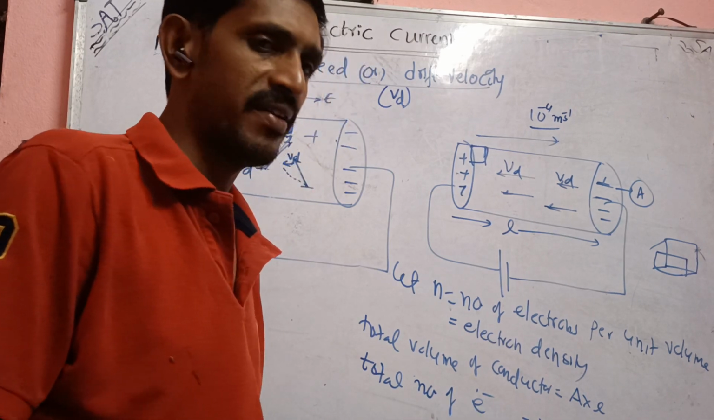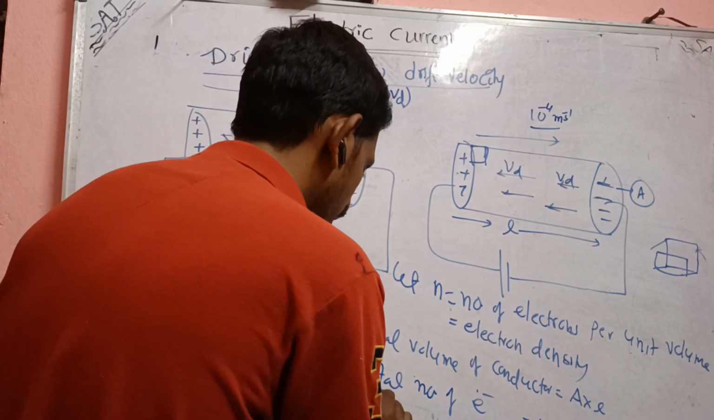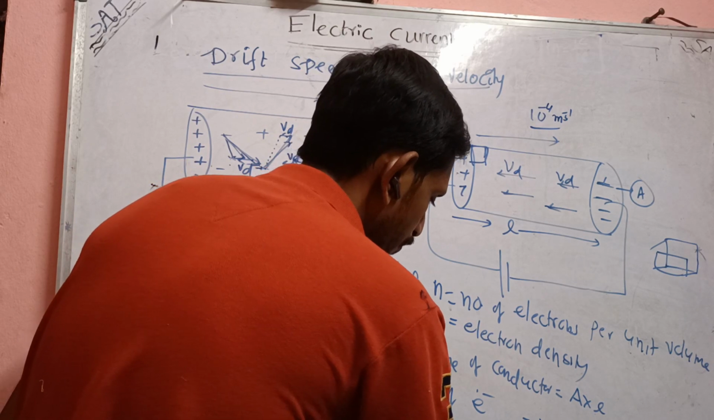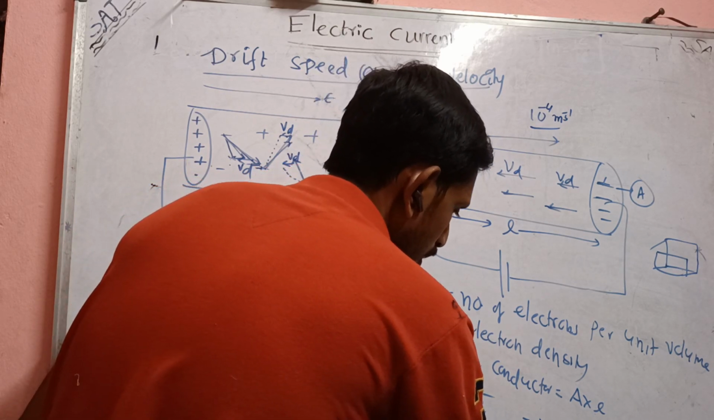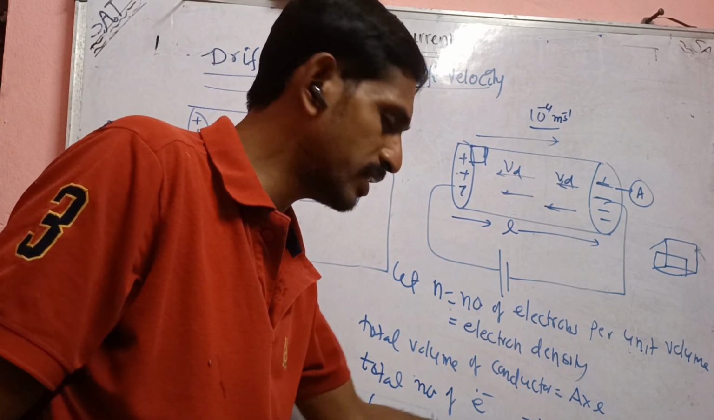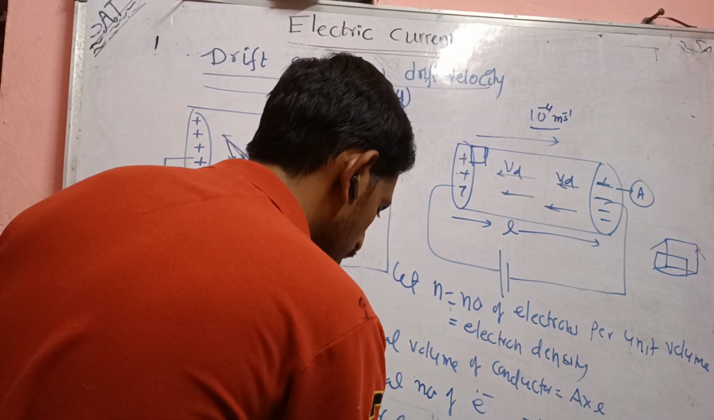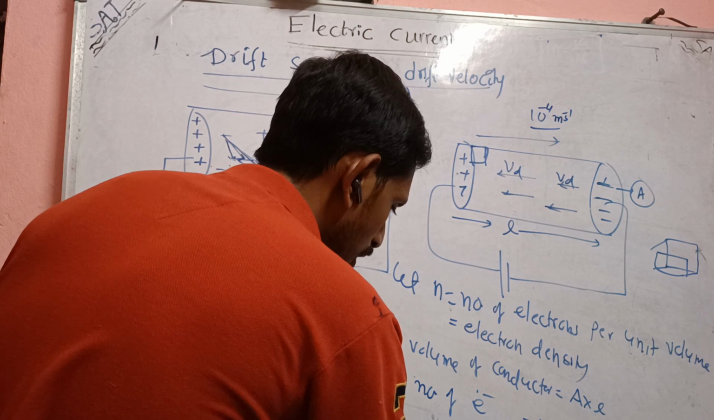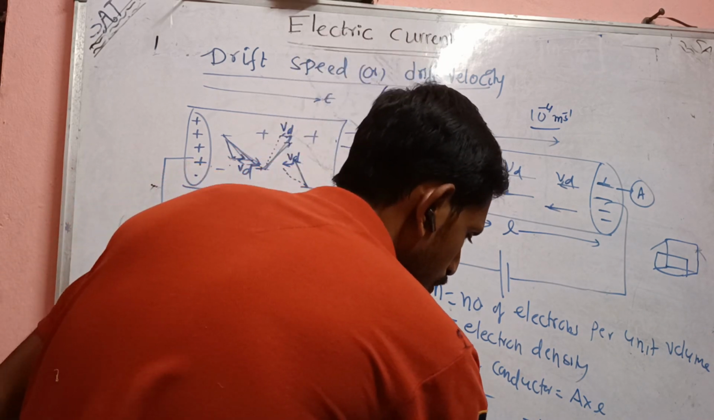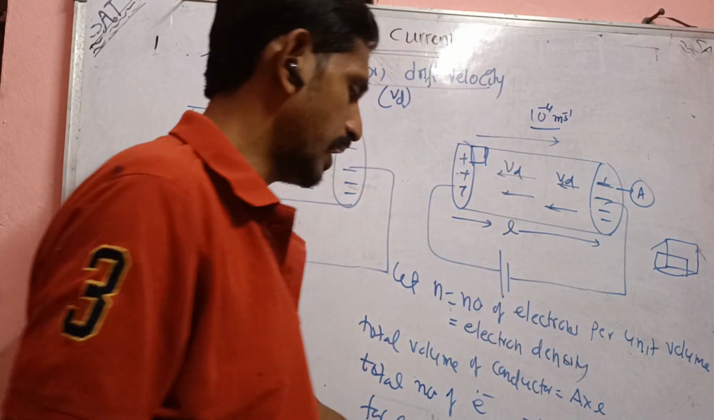Every electron has the charge q, or e. For each electron, the charge is q. For n A L electrons, just multiply by q and we get the total charge. So the total charge in the conductor, capital Q, is equal to n into A into L into small q.